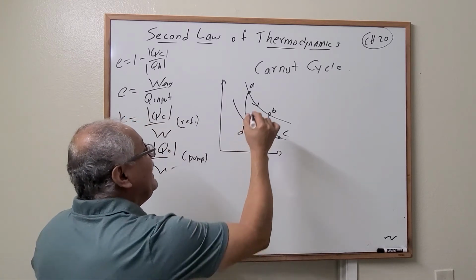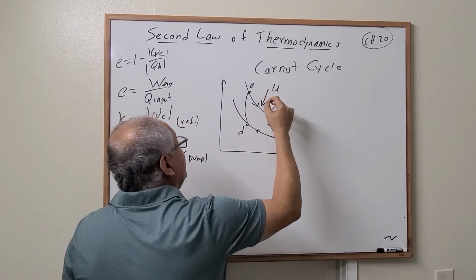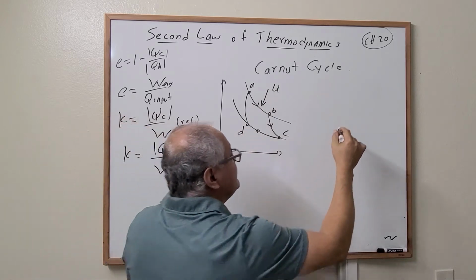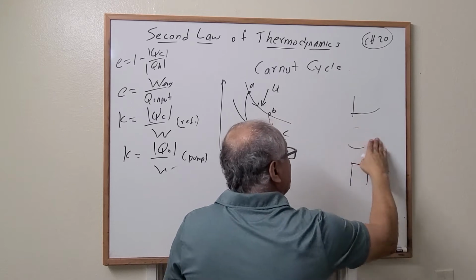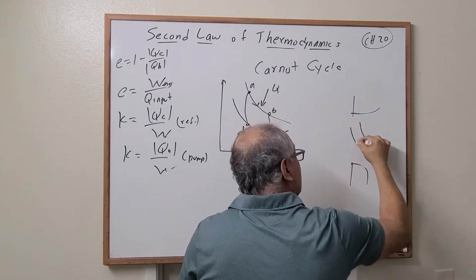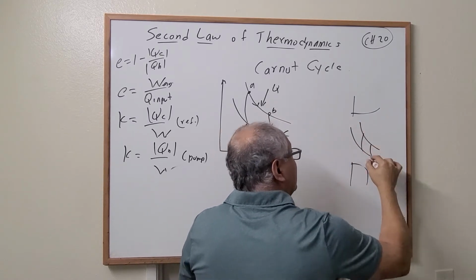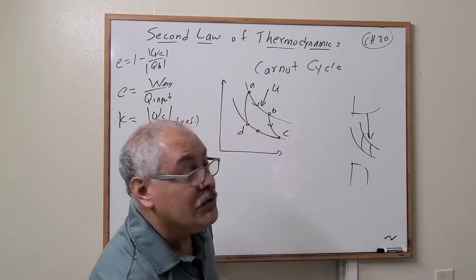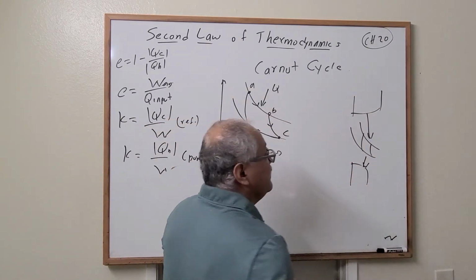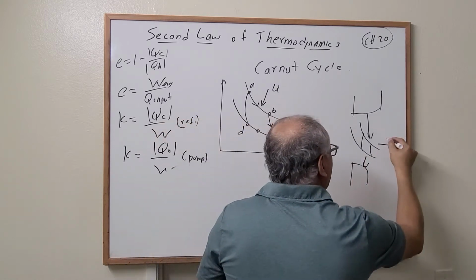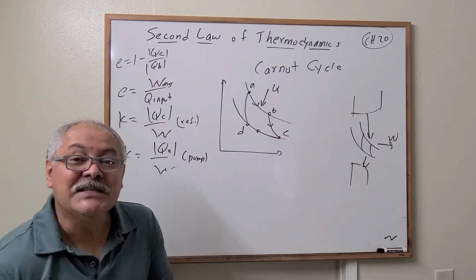Okay, so heat is added right here. We simulate the same picture as before. Now right here we have the adiabat, the isotherm and the adiabat. So we have heat going through this system, the working substance, and heat is removed, and we have work done by this system.